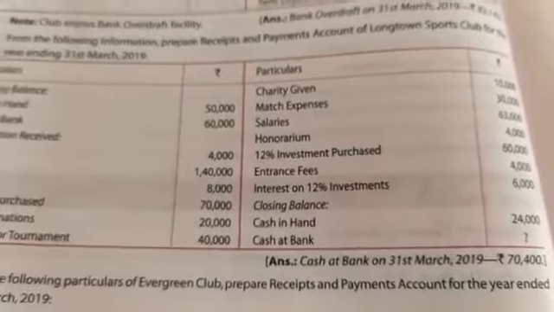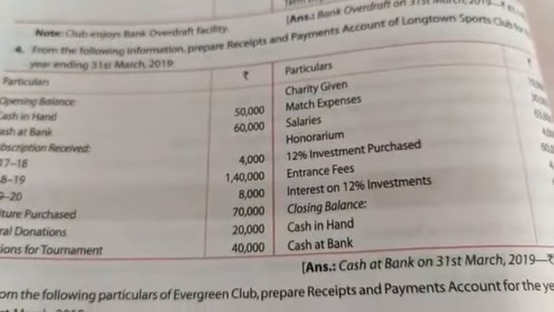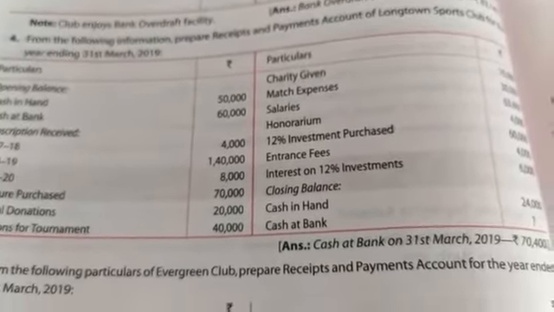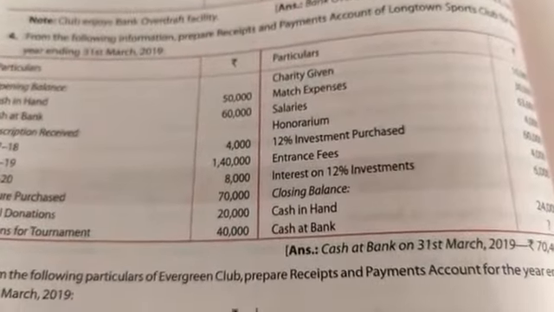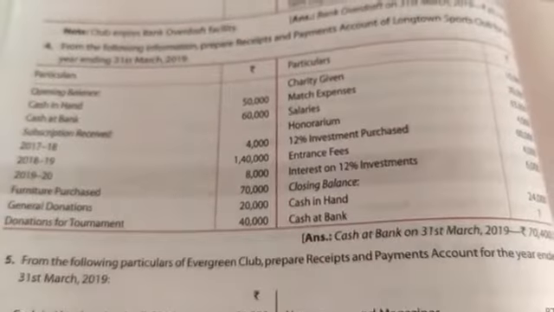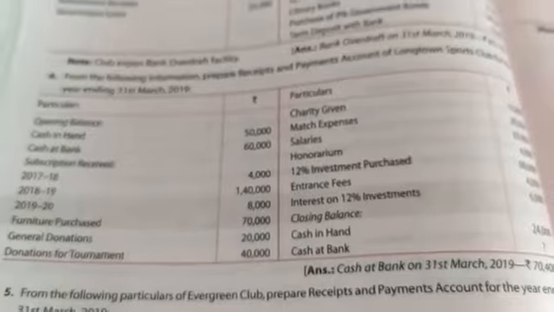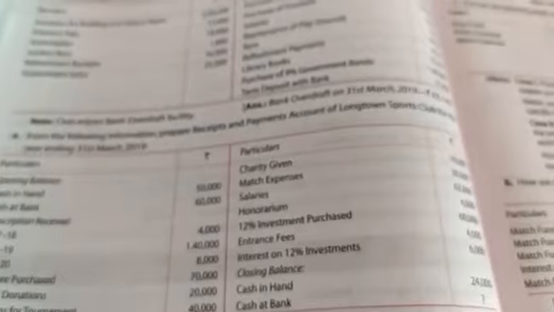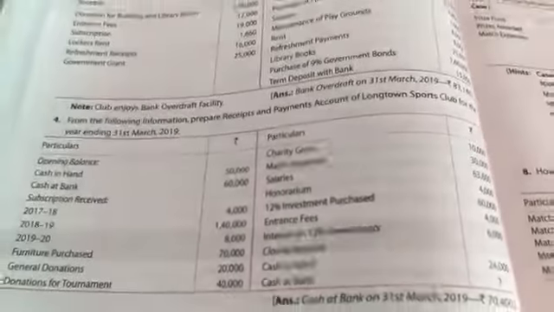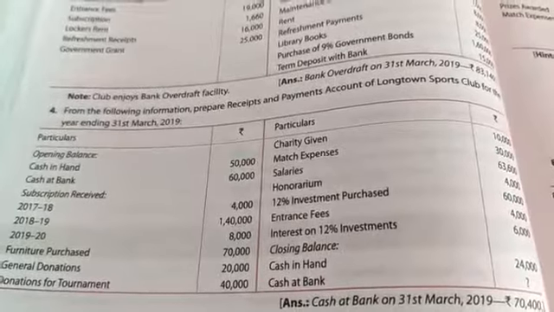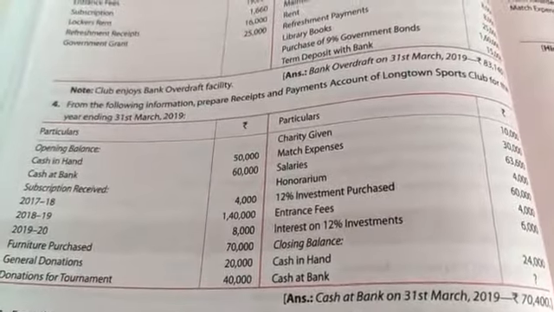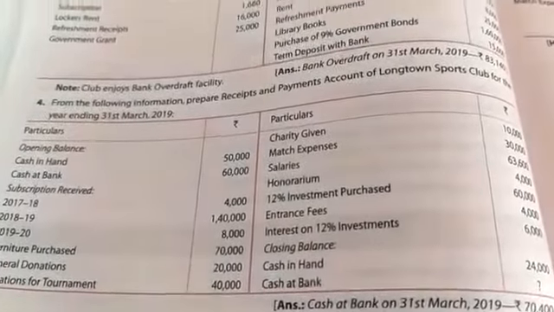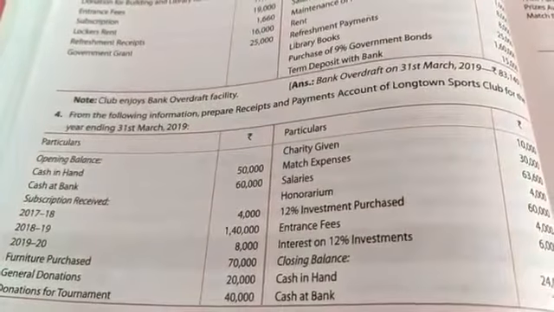As we have done some discussion relating to the chapter, let us try this question number 4 from T.S. Grewal, page 1.56. You can see the question before you. The question is, from the following information, prepare receipts and payment account of Longtown Sports Club for the year ending 31st March 2019. Given here is some statement relating to the club. Taking this information, we are asked to prepare a receipt and payment account.